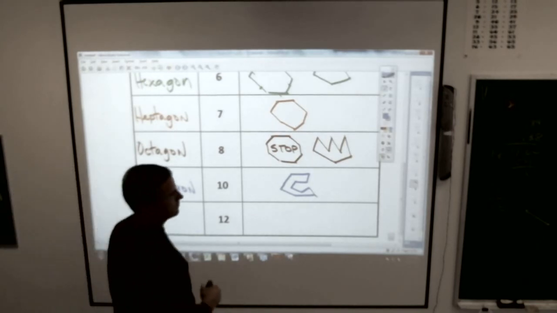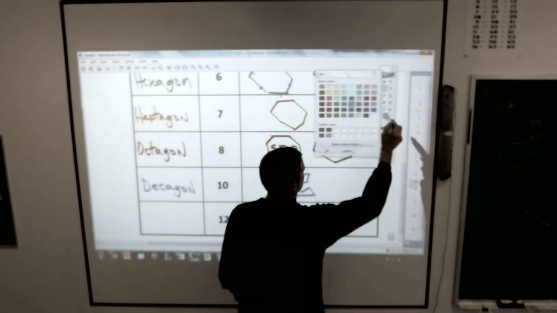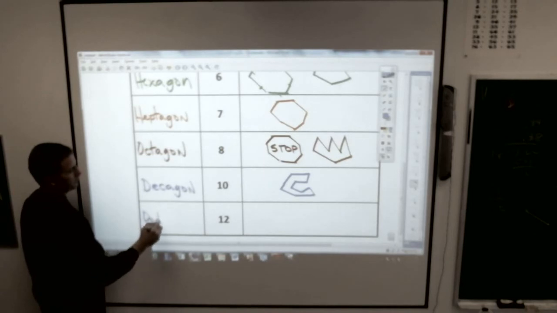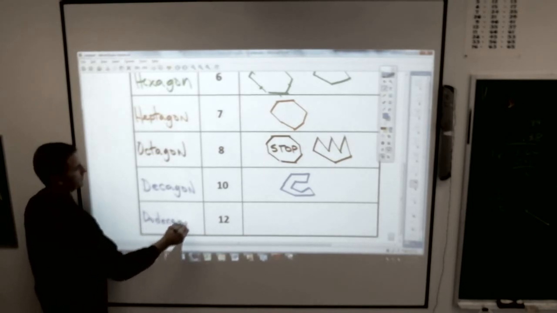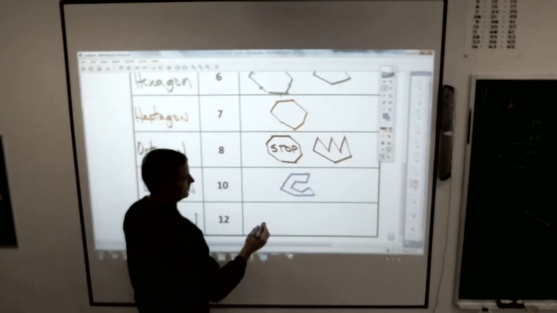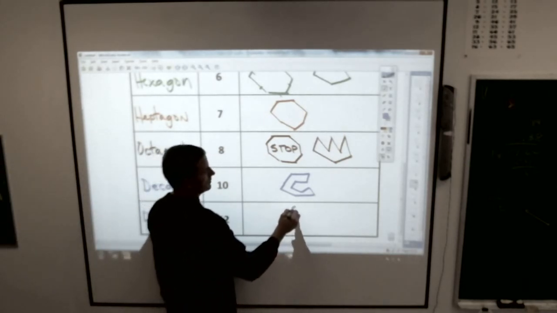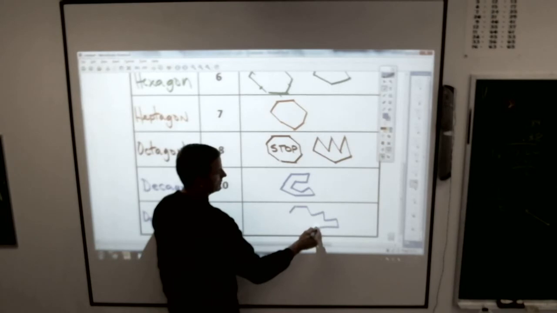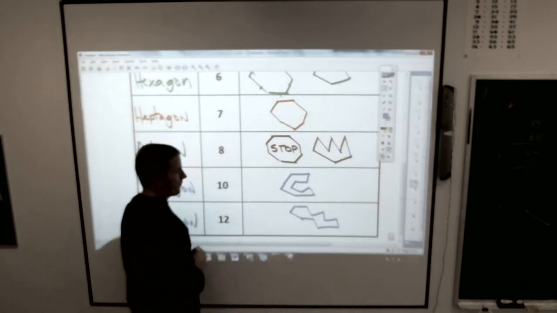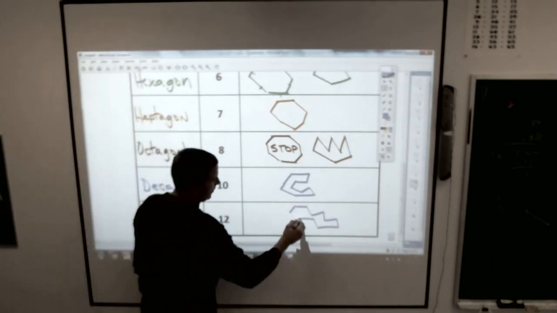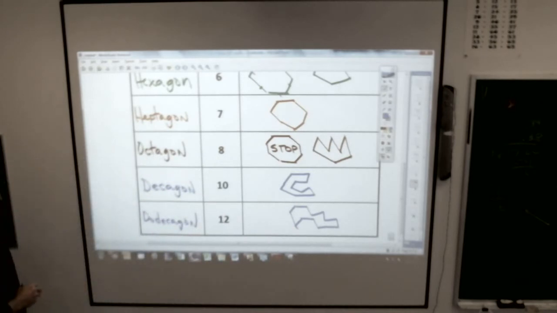And 12-sided. 12 sides is a dodecagon. And I'm not sure why they didn't tell you all the other ones, because there are ones for 11 and 9 and all that, but let's not overwhelm ourselves here. Let's go 1, 2, 3, 4, 5, 6, 7, 8, 9, 10, 11. All right, let's do 12. 11, 12. How handy was that?